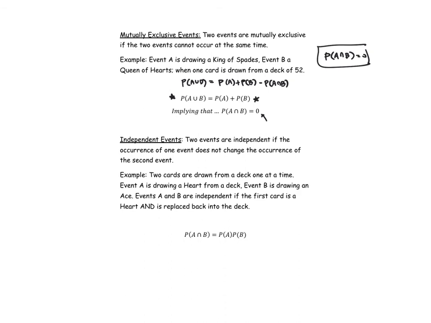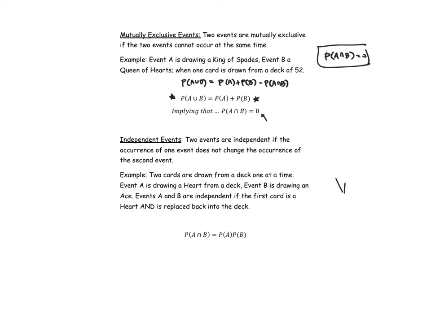Now, independent events, slightly different. Two events are independent if the occurrence of one does not change the occurrence of the second. So an example: two cards are drawn from a deck, one at a time. Event A is drawing a heart from a deck. Event B is drawing an ace. Events A and B are independent if the first card drawn is a heart and is replaced back into the deck. So let's talk about replacement as opposed to no replacement.